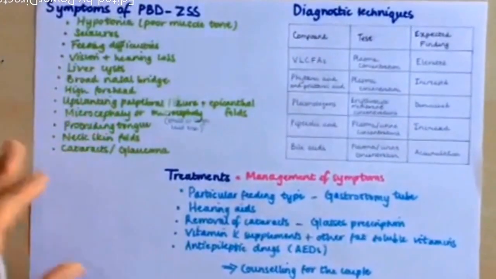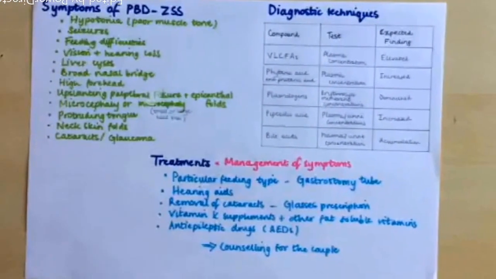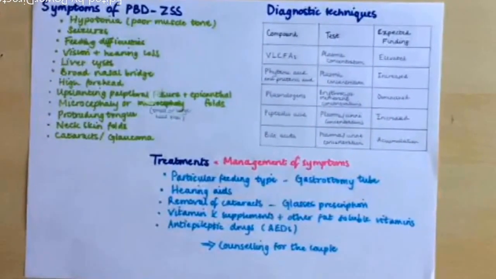Symptoms are numerous, and it can be difficult to diagnose a patient with Zellweger syndrome specifically because there is an overlap with other disorders also. This includes Usher's syndrome. Recognisable symptoms of Zellweger syndrome spectrum disorders include some of the following: hypertonia, seizures, feeding difficulties, vision and hearing loss, liver cysts, broad nasal bridge, high forehead, upslanting palpebral fissure and epicanthal folds, microcephaly and macrocephaly, protruding tongue, neck skin folds, cataracts and glaucoma.